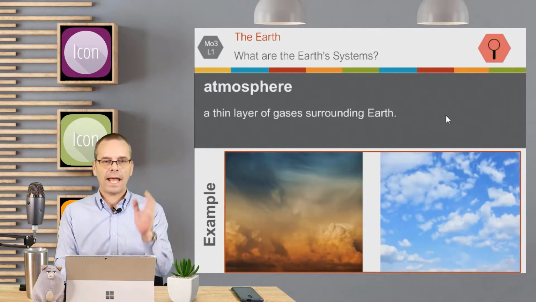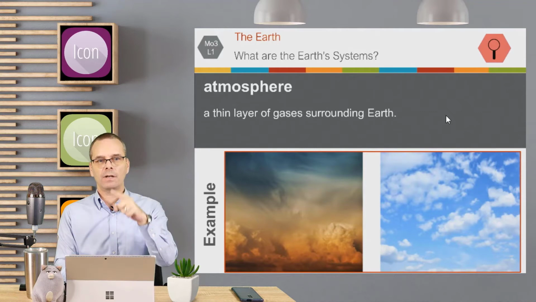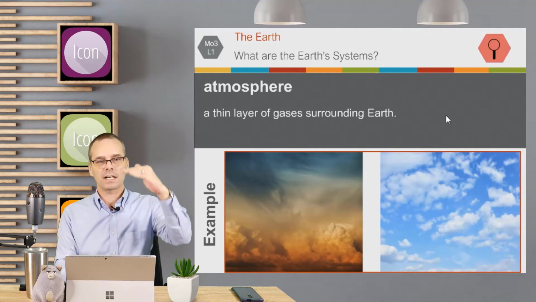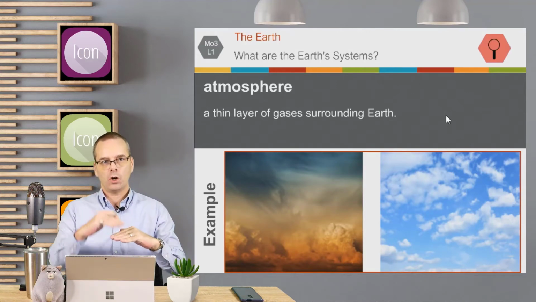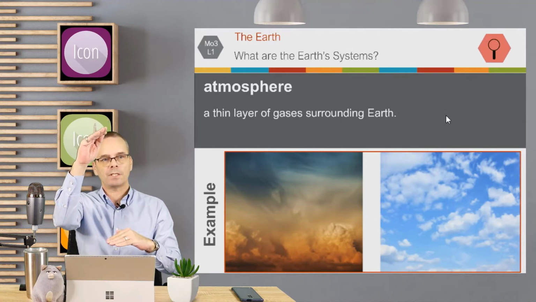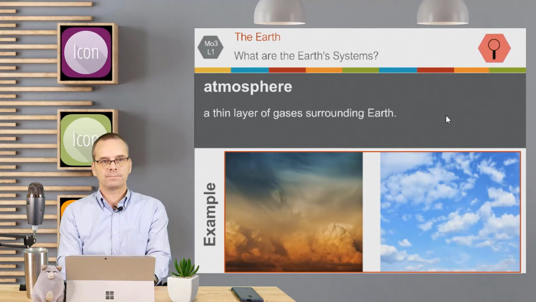You then have atmosphere. Atmosphere is the thin layer of gases that surround Earth, or what we would call the sky. But it's more than just the sky. So everything from the Earth's surface all the way up to space is called the atmosphere. And it's made of different layers of gases.